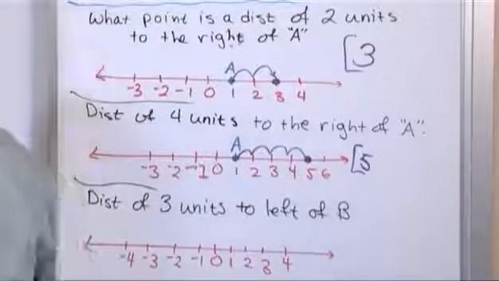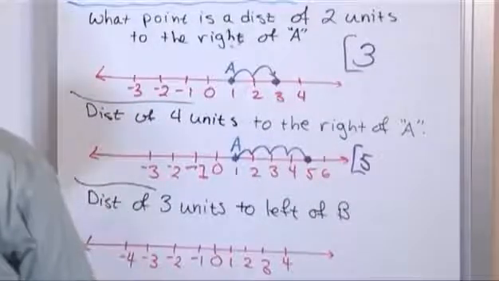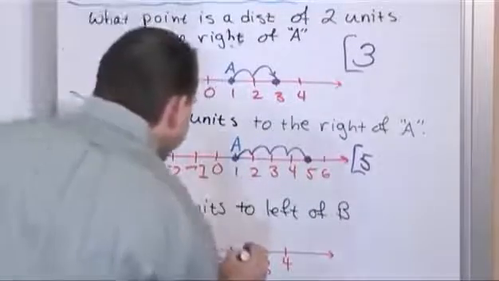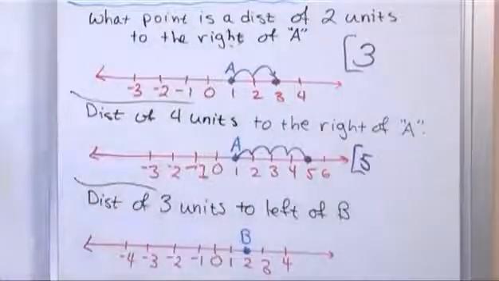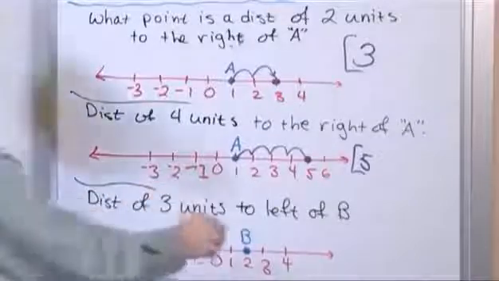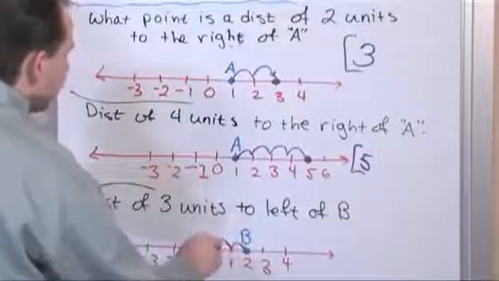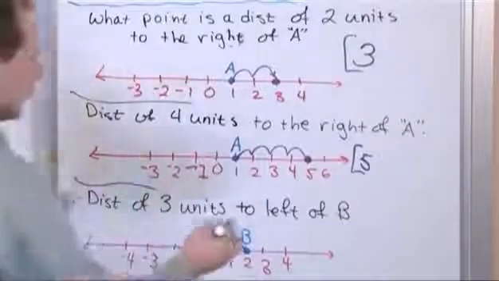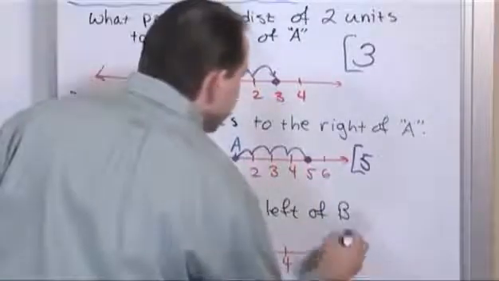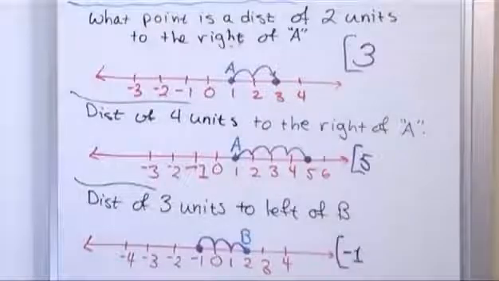And let's say that our point B is going to be located right here. So the question is, a distance of 3 units to the left of B. So the way you do that is just like you would think. You start at B and you count 3 units, but instead of going to the right, you go to the left. 1, 2, 3. So you landed on negative 1. So a distance of 3 units to the left is going to land you on negative 1.